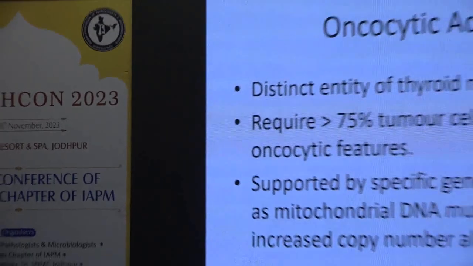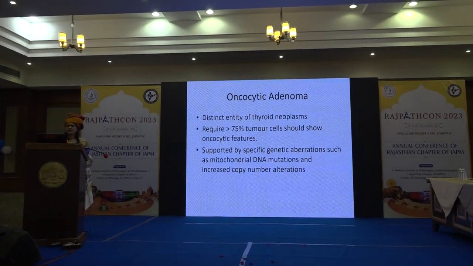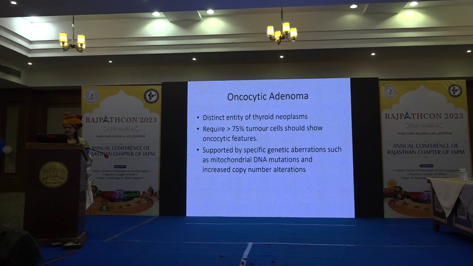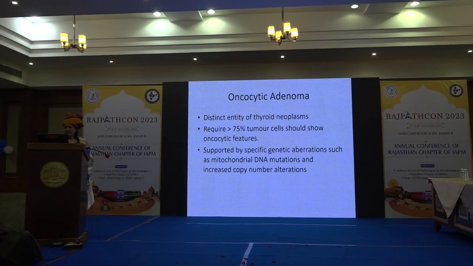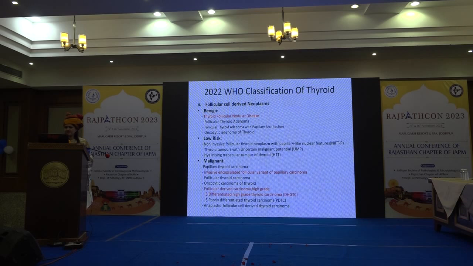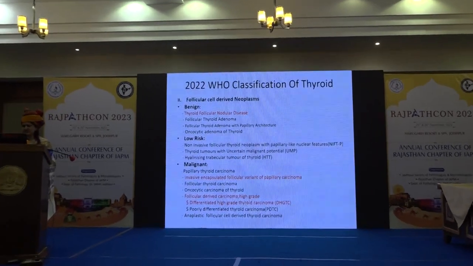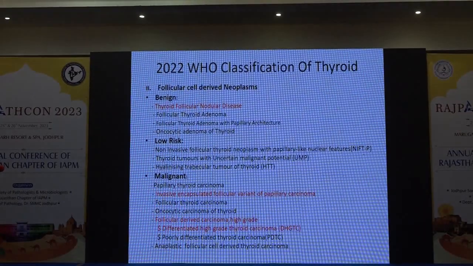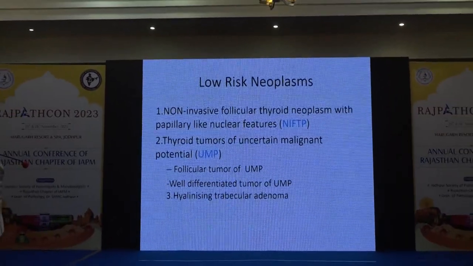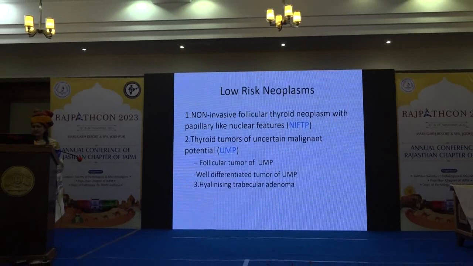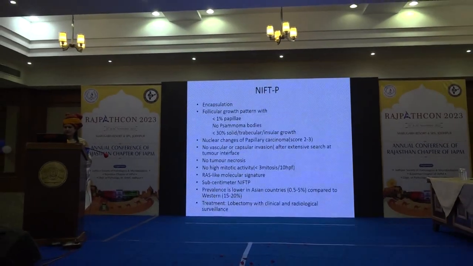As I said, oncocytic adenoma is a distinct entity and requires more than 75% of tumor cells to call it oncocytic adenoma, and again it is supported by specific genetic aberrations. So again, coming to the low risk group, that is NIFTP, and UMP, that is tumors of uncertain malignant potential, and hyalinizing trabecular tumor of thyroid. These are the three things that come under the low risk group.